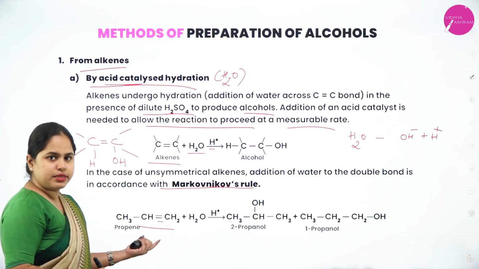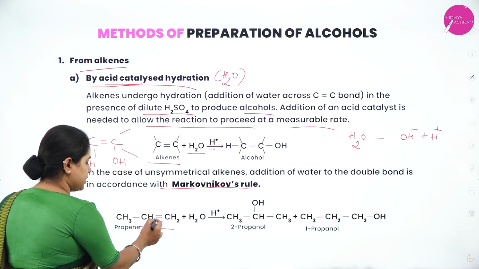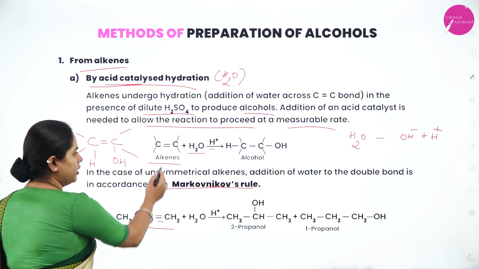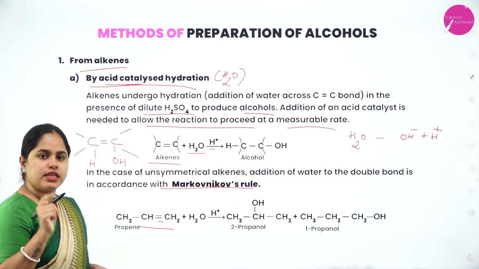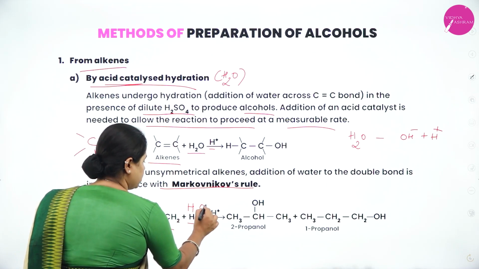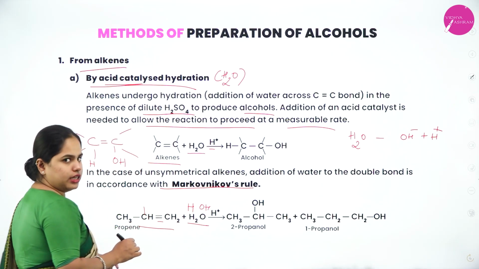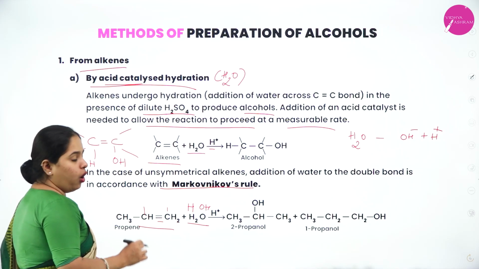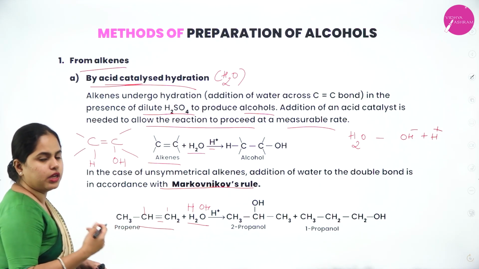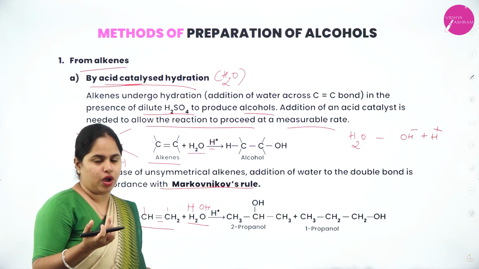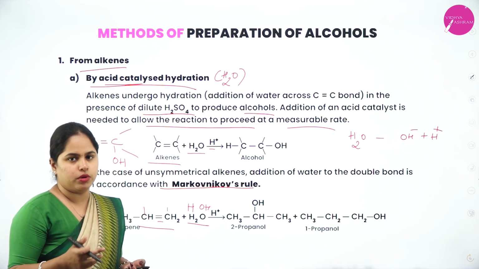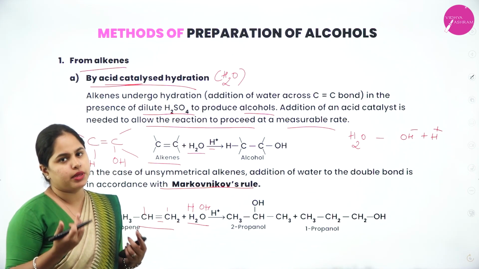This is an unsymmetrical alkene. Double bond is present here, and you have a CH3 group here. So it is an unsymmetrical alkene, not like the previous one. In this case, there are 2 possibilities. H and OH will be there. Either the H can attach here and the OH here, or else the OH can attach to this carbon and the H to this carbon. How will we decide which is going to happen and which will be the major product? Both products will be formed, but one will be the major product and one will be the minor product.